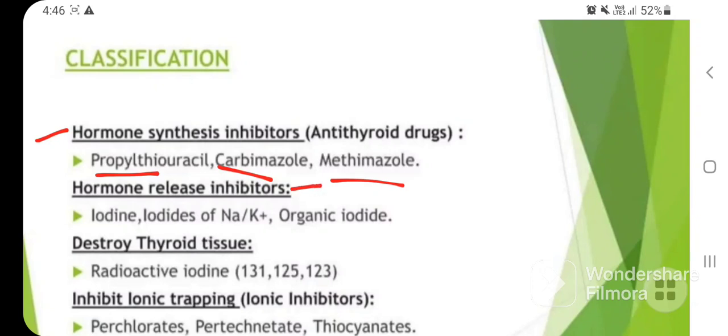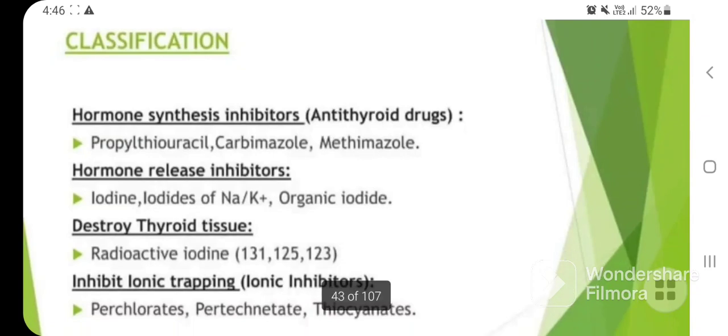Hormone release inhibitors like iodine, iodides of sodium and potassium, organic iodide. Then destroy thyroid tissue, that is radioactive iodine. Very, very less preferable, this one. Then inhibit ionic trapping, that is perchlorate, pertechnetate, then thiocyanates. But most probably we are using these two: one is hormone synthesis inhibitors, then hormone release inhibitors. Clear what I am telling?